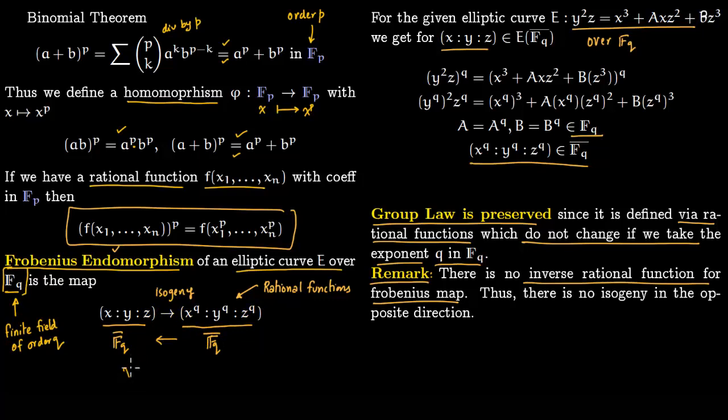Obviously, to go back, you have to take x to the power of 1/q, y to the power of 1/q and z to the power of 1/q to have an inverse map. But this is not a rational map. See the powers. So this is not a rational map. So there is no inverse rational function for the Frobenius map. Therefore there is no isogeny in the opposite direction.